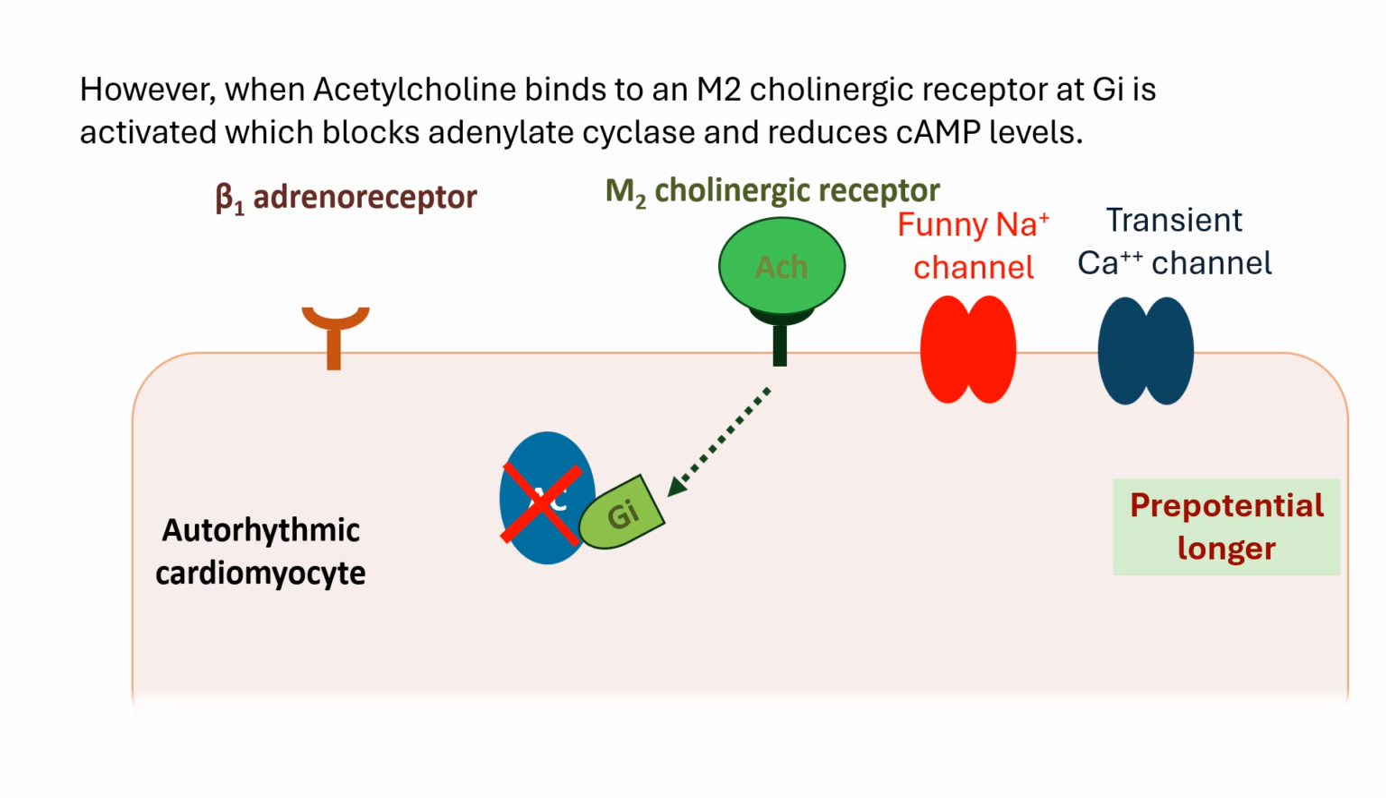So if 50% of our adenylate cyclases are blocked, we're going to be 50% down on our maximum possible cyclic AMP. However, if we activate the beta-1 adrenoreceptor with noradrenaline, that's going to drive cyclic AMP levels up. And it is just like that. It's not an on and off thing. It's like a seesaw. It's like a constant changing in these levels that is going to change the steepness of that prepotential slope and therefore change heart rate.